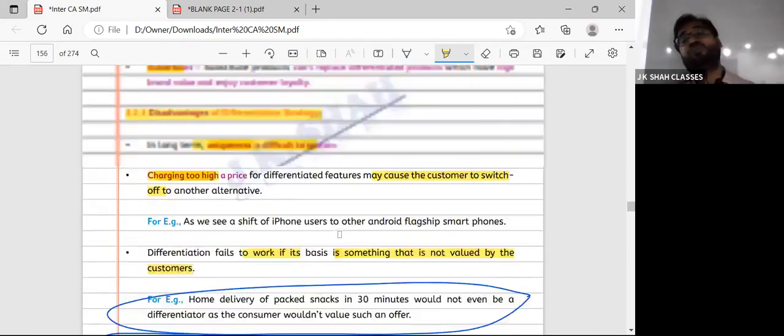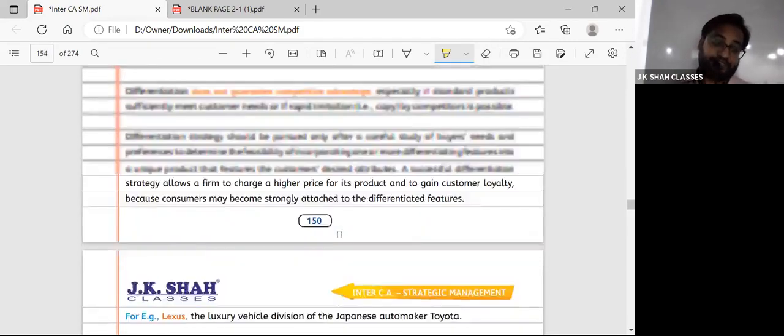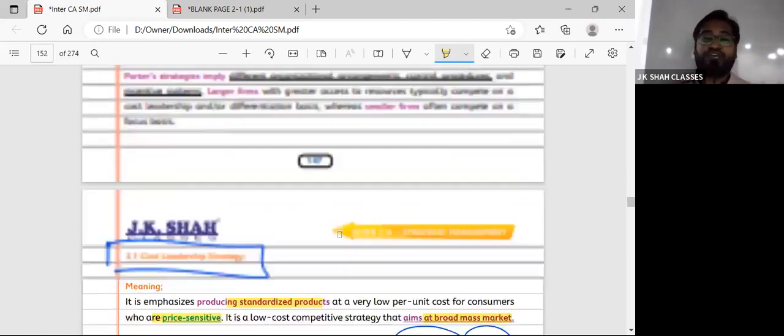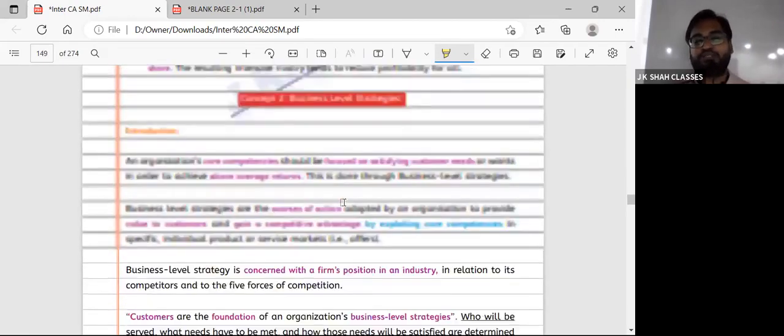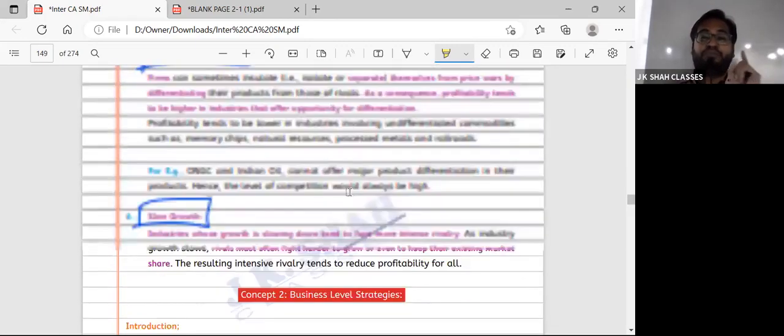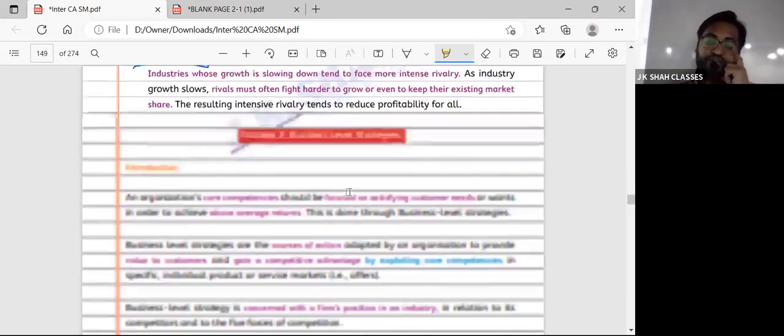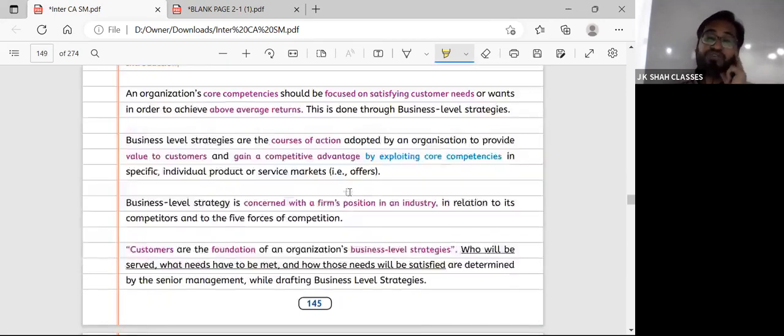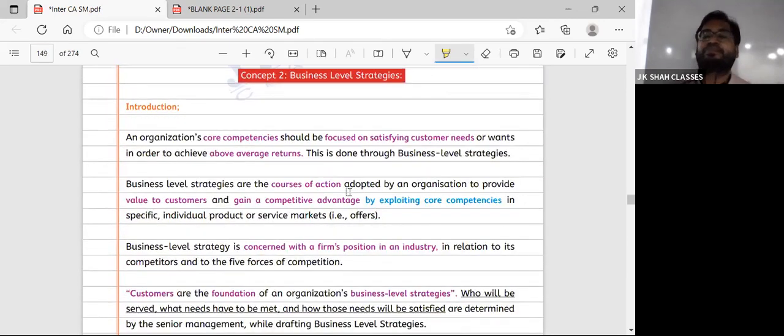No. I give you 2 to 3 minutes. I don't know if I'll be able to be quiet for these 2 to 3 minutes, but I gave you 2 to 3 minutes to come to page number 145 and read this business level strategy. Because if I give you self-study, I know many students don't read that. So read it here. And if you have doubts, you ask. Otherwise, we'll move on to the next chapter.